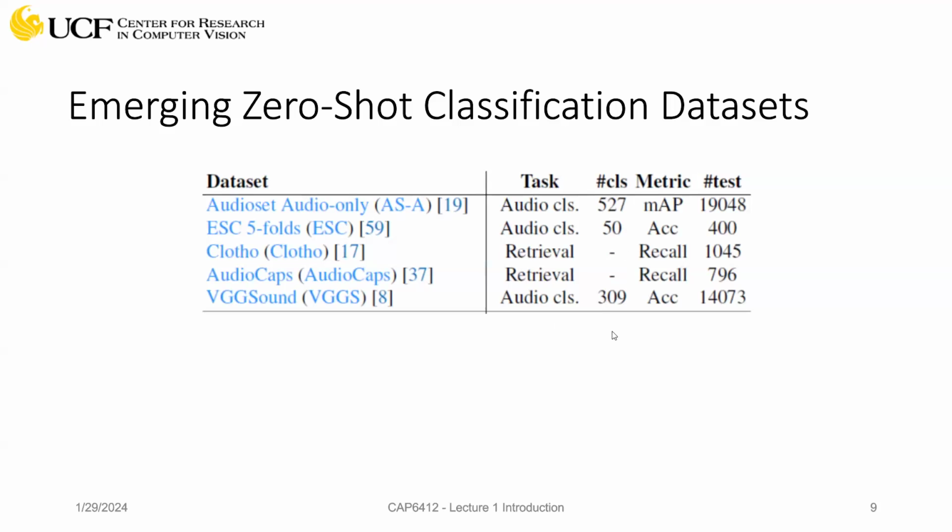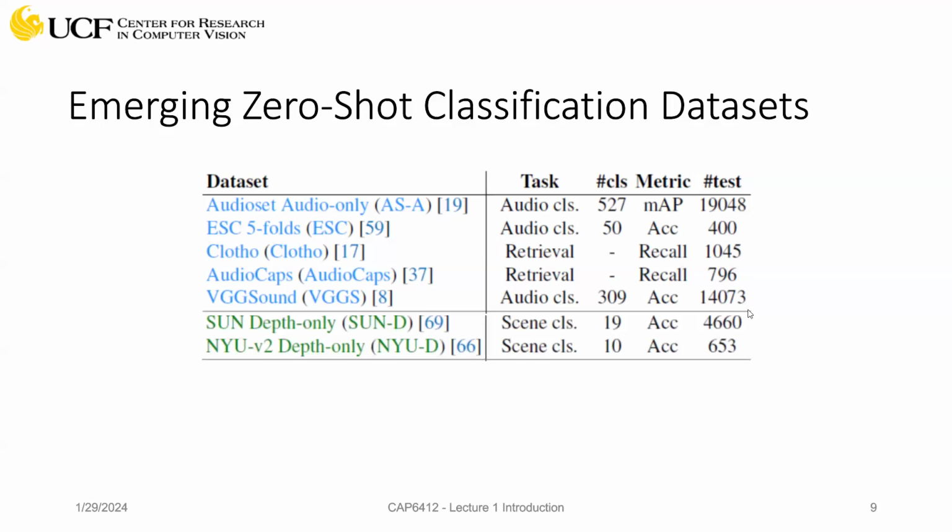These are number of classes, metric, the mean error, precision, recall, and number of samples there. So this is about audio. This is about the depth. They used two data sets, SUN depth only, and NYU version 2 depth only. Again, in this, number of classes, accuracy, test samples and so on.